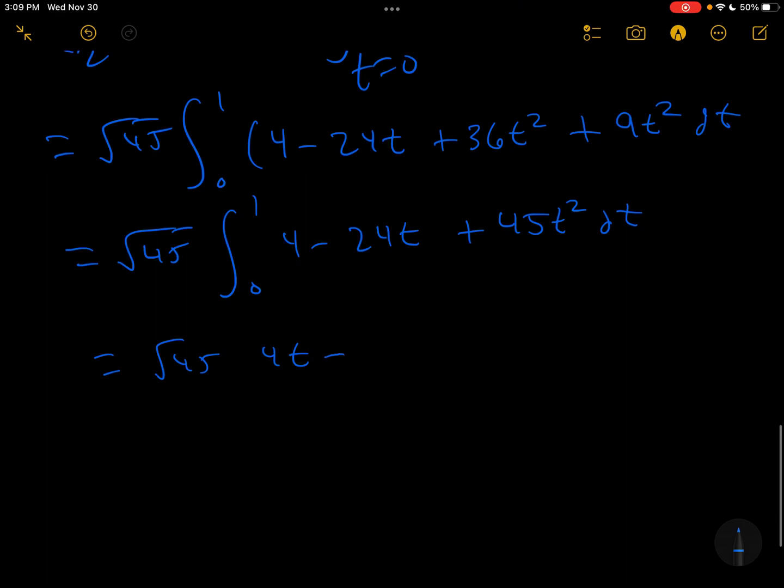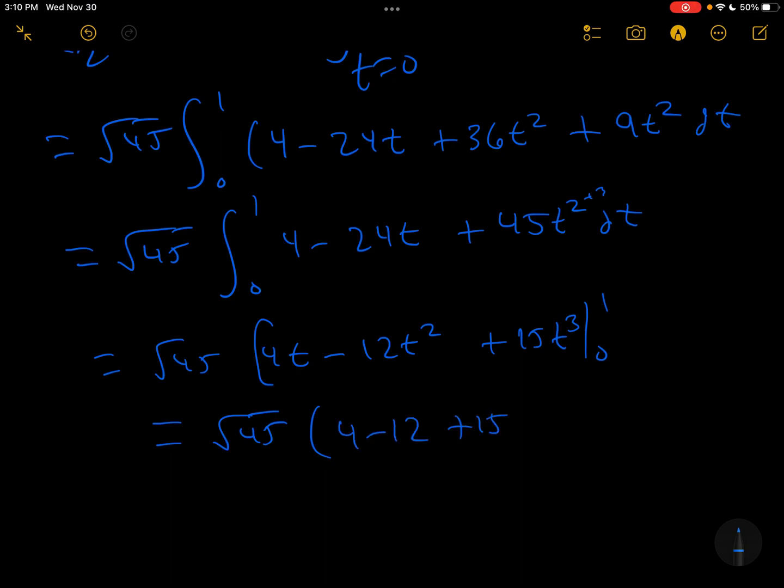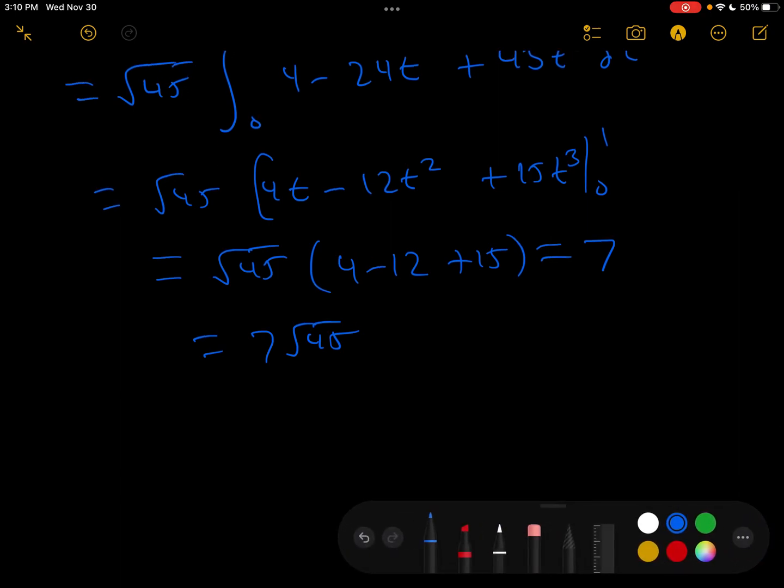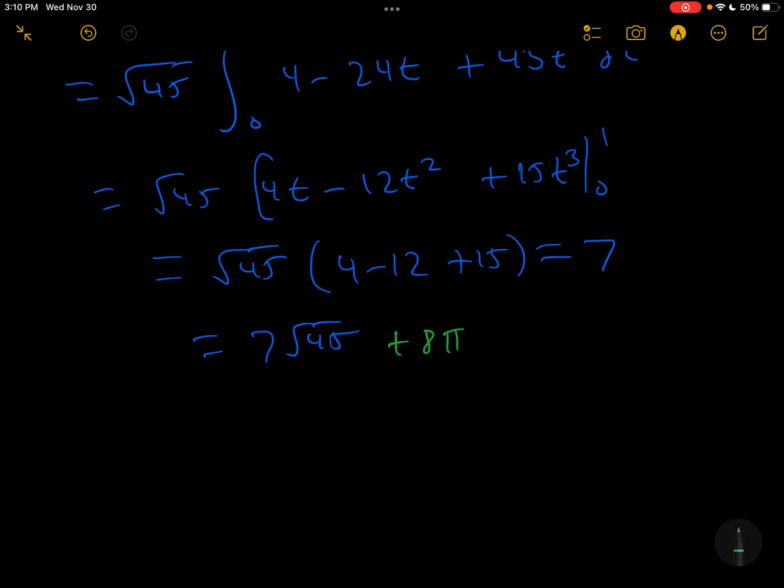So this is 4t minus 12t squared plus 15t cubed, evaluated from 0 to 1. And that's root 45 times 4 minus 12 plus 15, which is 7. So the answer is 7 root 45 plus 8 pi. Okay.